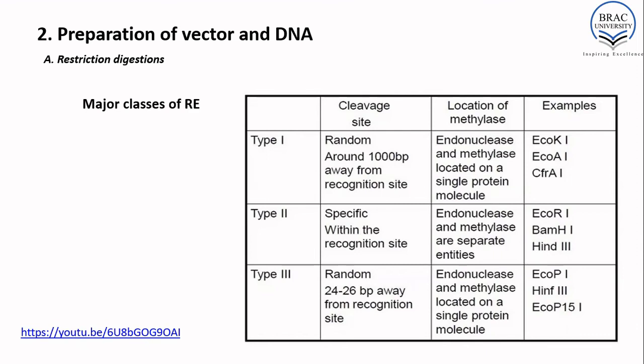Type 2 restriction enzymes, which are mainly used in the laboratory, recognize and cleave a specific sequence, like the examples we have given for EcoR1 and SmaI in our previous slides. Their endonuclease and methylase are in separate proteins. Type 3, like type 1 restriction enzymes, cleaves a non-specific sequence, around 24 to 26 base pairs away from the recognition site, and their endonuclease and methylase are also located on a single protein molecule.